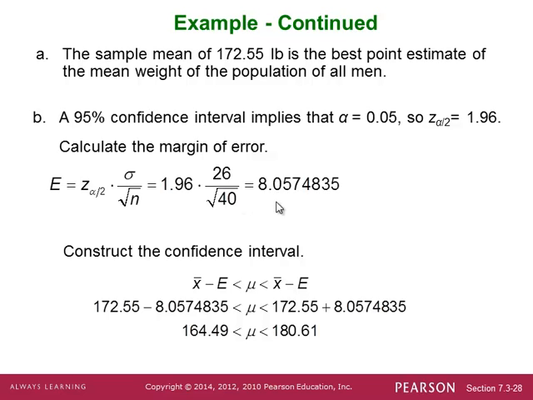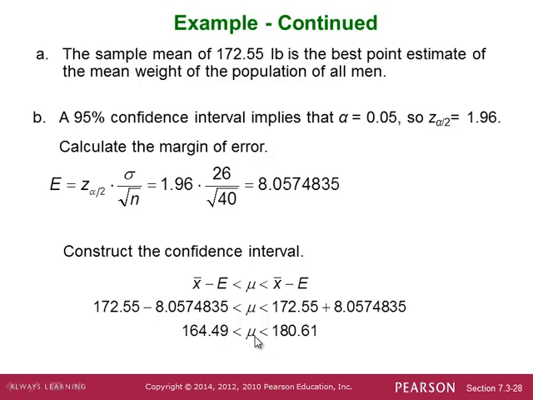8.05748. And then we could take our X bar value. Remember, X bar is 172.55. Subtract E and add E. And by the way, there should be a plus here. This is X bar plus E, and X bar minus E to the left. And then you round appropriately when you get your final answer.